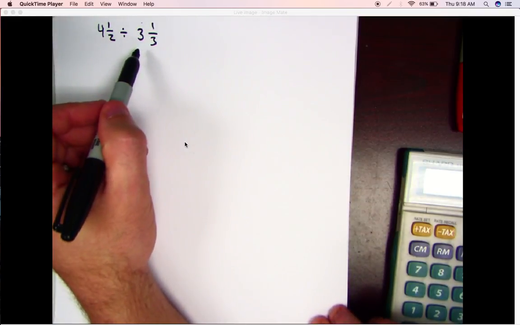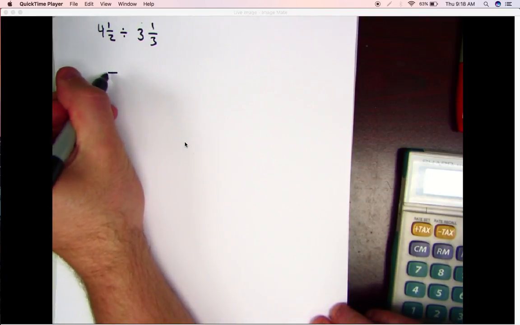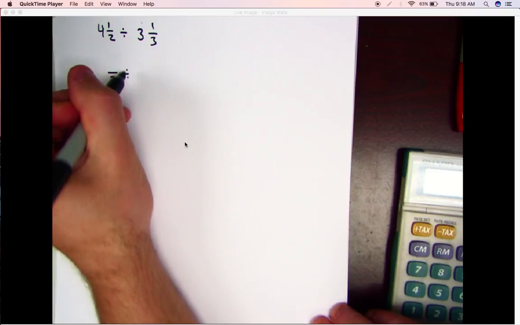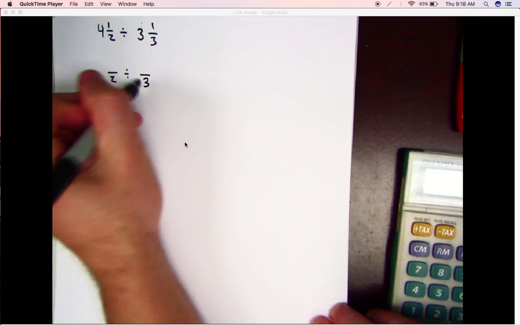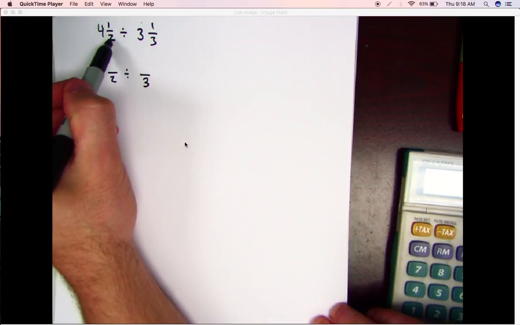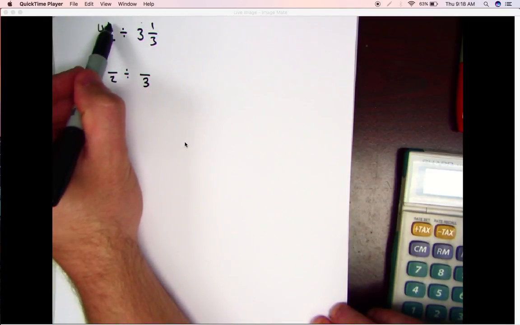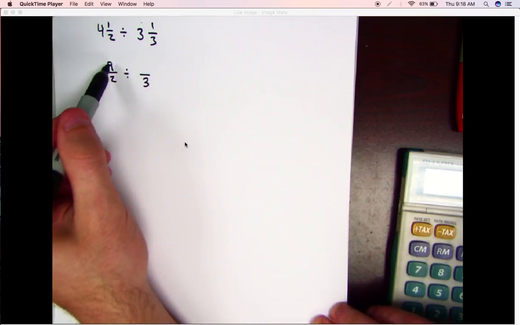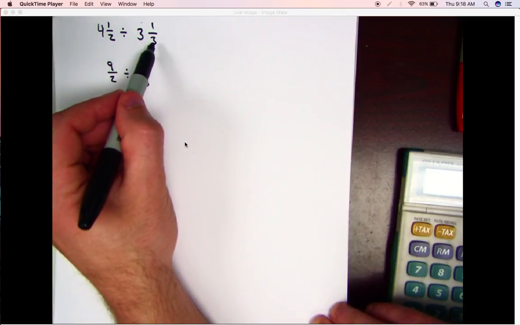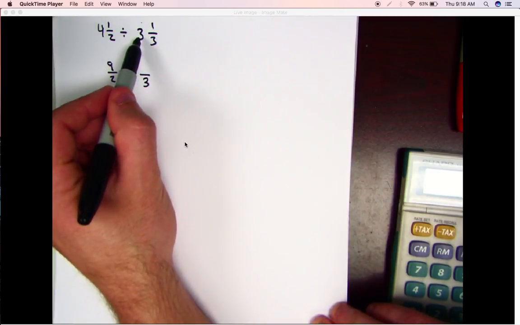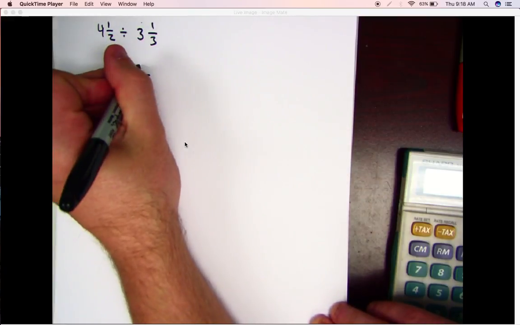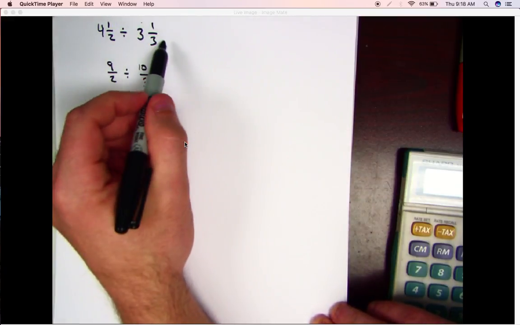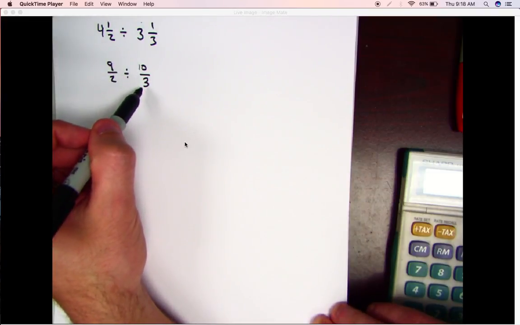Well, what I like to normally tell students, convert each mixed fraction into an improper fraction. In other words, we're still going to have a 2 on the denominator for this one, and then we'll have a 3 on the denominator for this one. So we would have a 2 times 4, which is 8, plus 1, which gives us a 9. So 4.5 is the same thing as 9/2. And then a 3 times 3, which gives us a 9, plus 1, which gives us a 10. So 3 1/3 is the same thing as 10/3.